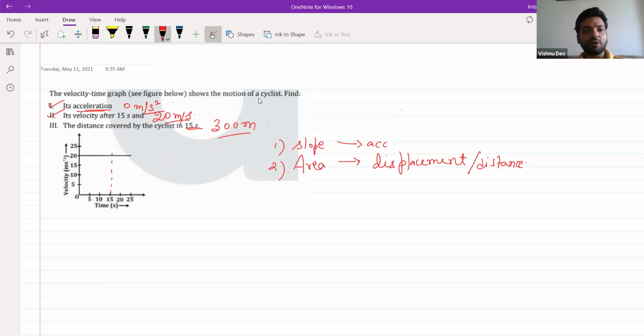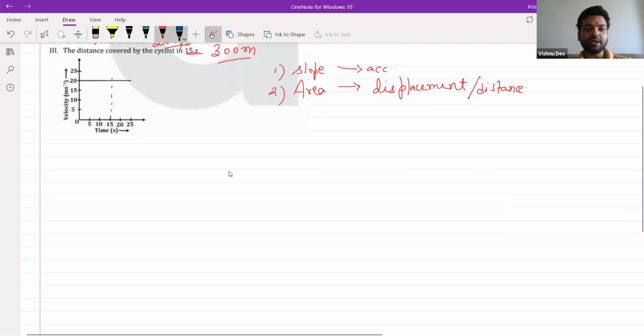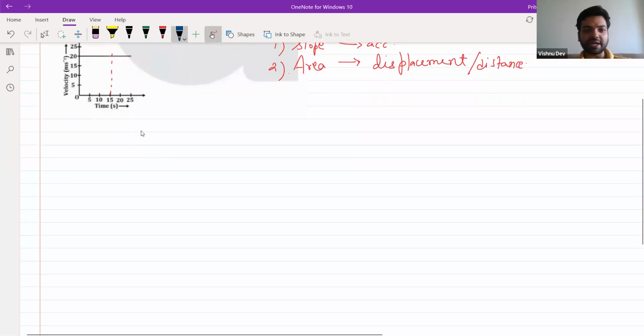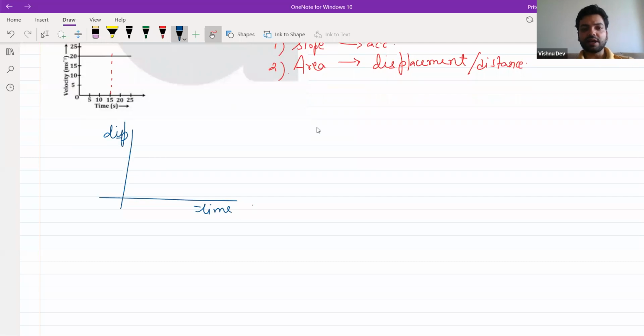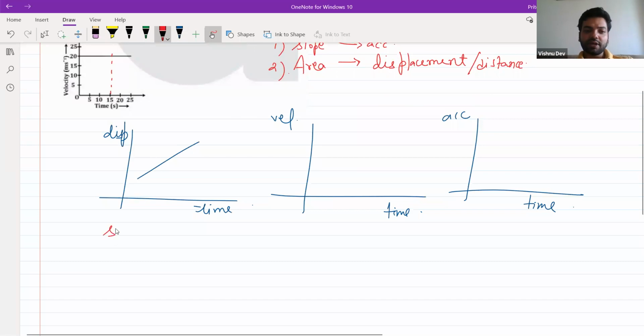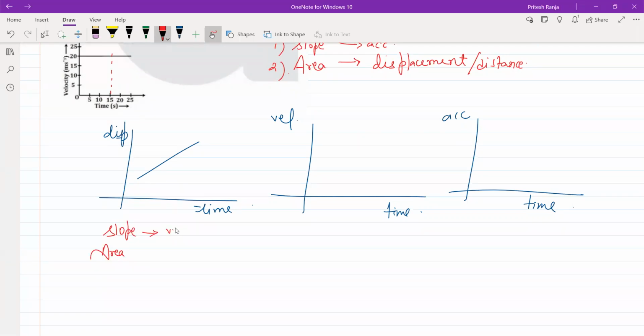So quickly, along with this question, let's try to quickly recapitulate the slopes and areas for the three graphs that we have. So everyone pay attention. We have three kinds of graph. One is displacement time graph. Another is velocity time graph. And third one is acceleration time graph. If I talk about displacement time graph, can anyone tell me what its slope and area will give us? Velocity. Good. Slope will give velocity.